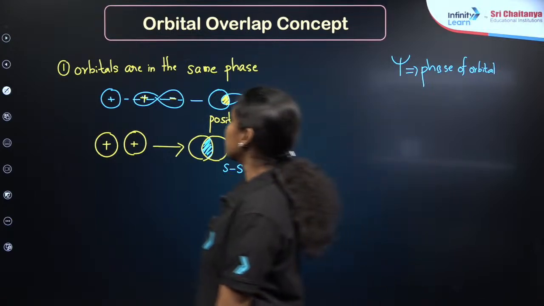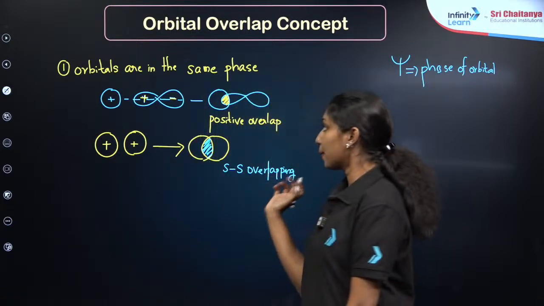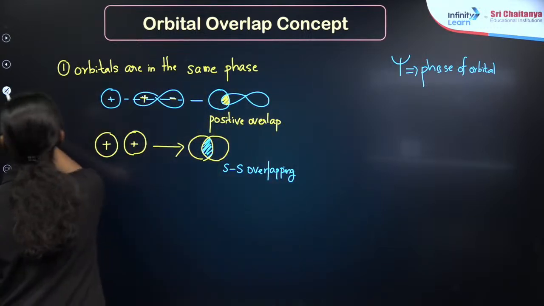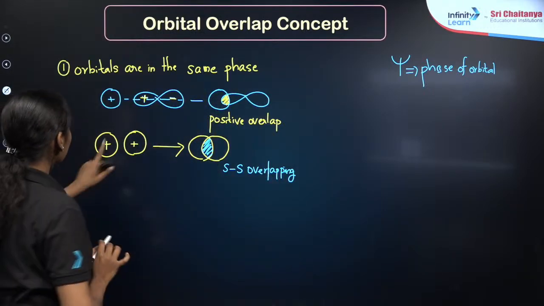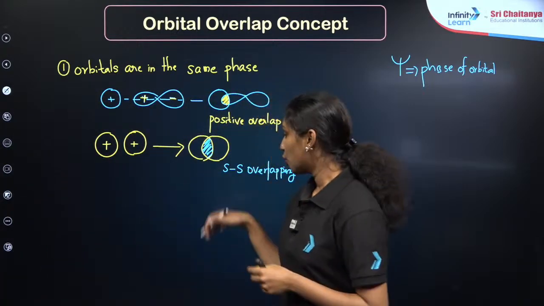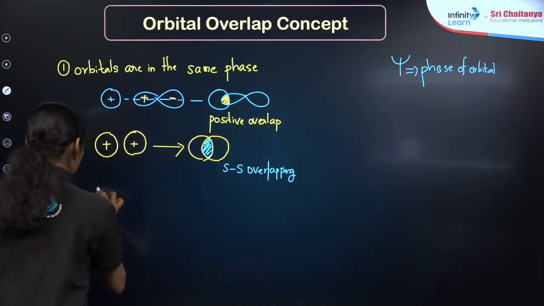Okay, what is the condition for an orbital having the positive overlapping? It should be in the same phase. Then also it should be in the same orientation. As you can see here, these spherical shapes are in the same orientation, right? Same side, right? Now, if I am taking another condition, that is Px, right?